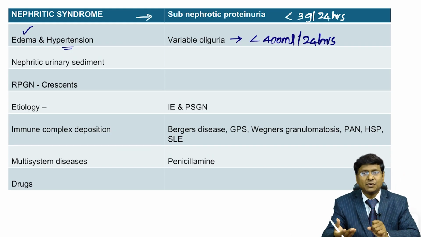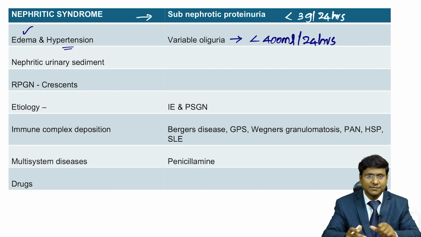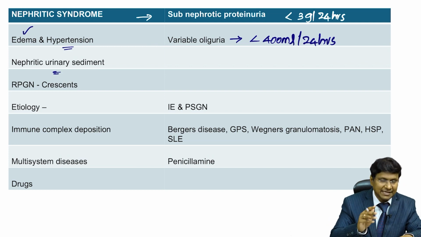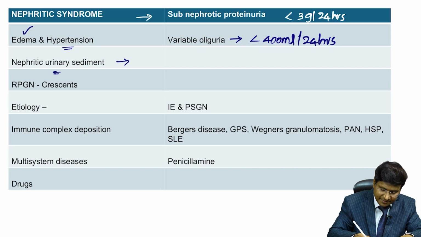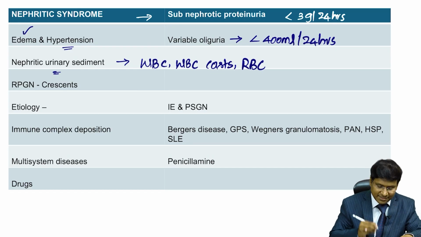These individuals can also progress to a state of anuria, where the urine output will be less than 100 ml per 24 hours. These patients will have a nephritic urinary sediment. What does this nephritic urinary sediment contain? It contains WBC, there can be presence of WBC casts, and there will also be presence of RBC and inflammatory cells.